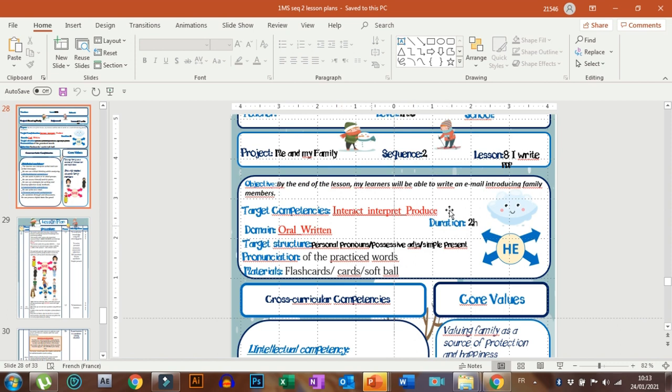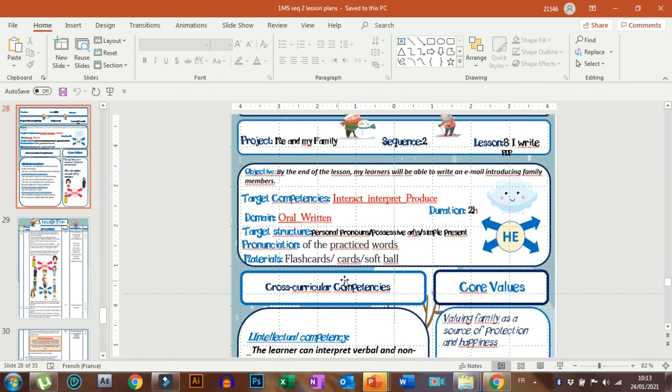Target competencies: they interact, they interpret, and they produce. Basically, they produce, oral and written, both. I focus on both. It's going to be done during 2 hours. Target structures, of course: personal pronouns, he and she in particular, possessive adjectives, and simple present. Pronunciation of the practiced words, with some emphasis on the pronunciation of final S implicitly, because they did not deal with this.